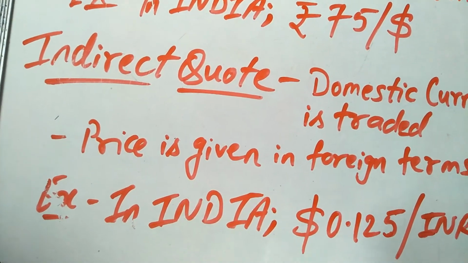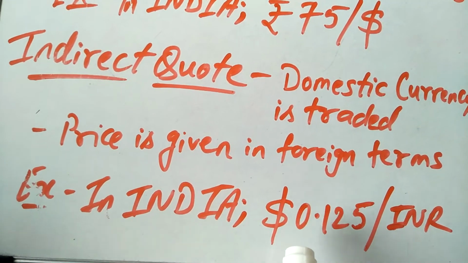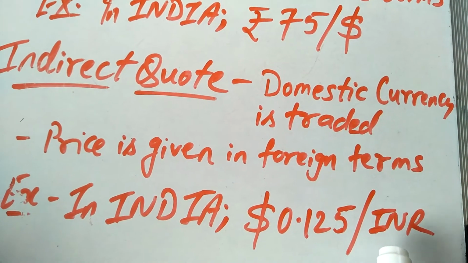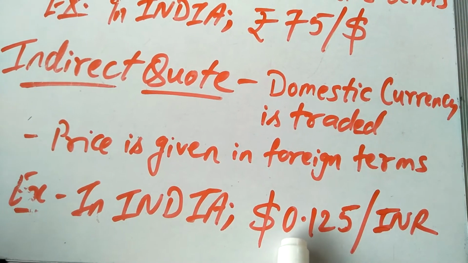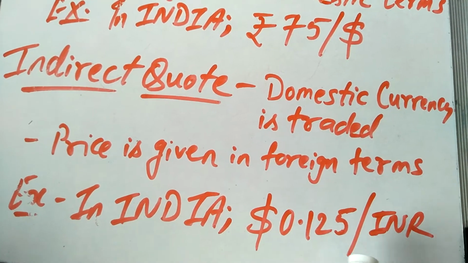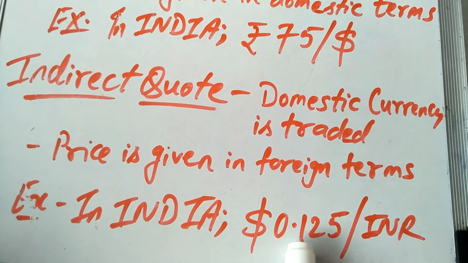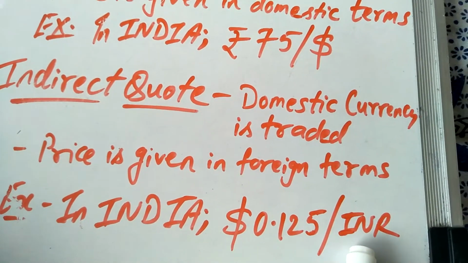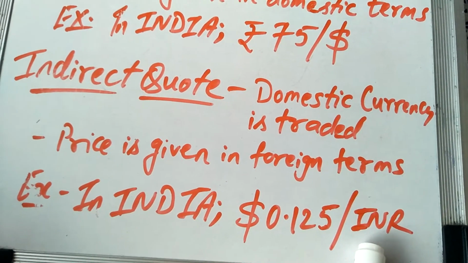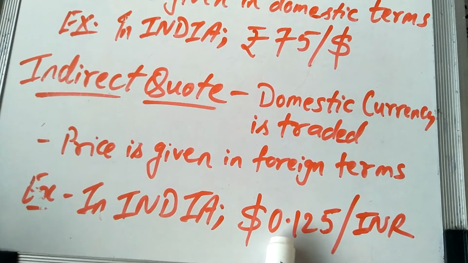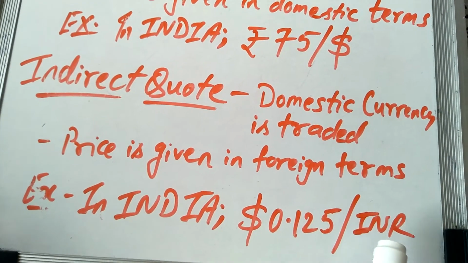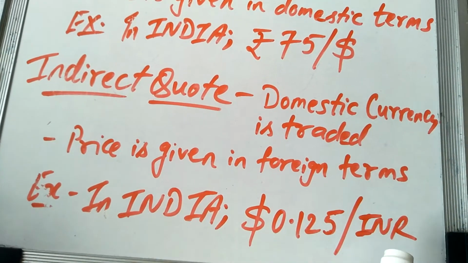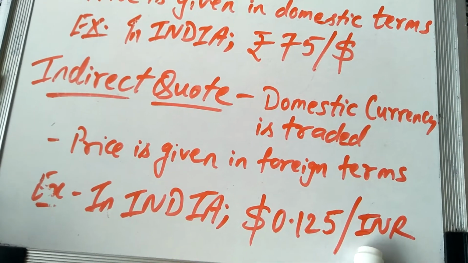Let us continue the same example. Again, being in India, the domestic currency is INR, but the value of 1 INR is given in terms of dollars, for example $0.125 per unit of INR. If this is the way the currency is quoted, what we mean is that the Indian rupee is being traded against dollars, and the buying and selling rate of INR is quoted in terms of dollars. Again, the quoted currency is the dollar and the base currency is the rupee for India.